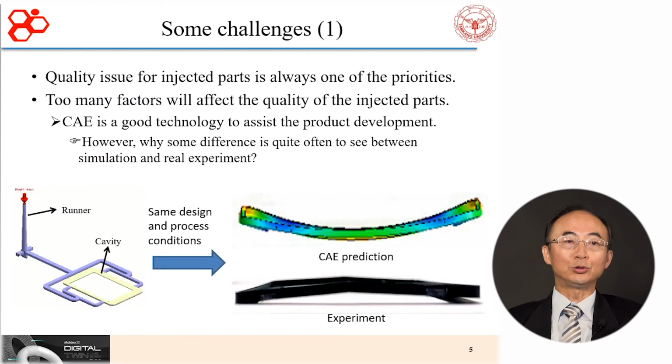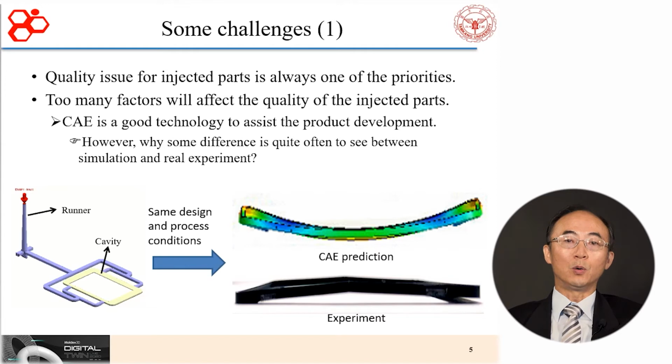So even though we use this kind of technology, we still encounter so many problems. Especially, we know the quality issue is one of the most important priorities in injection molding product development. So when people manufacture these kinds of products, they still need to focus on different kinds of problems, especially since there are too many factors that affect the quality of the injection parts.